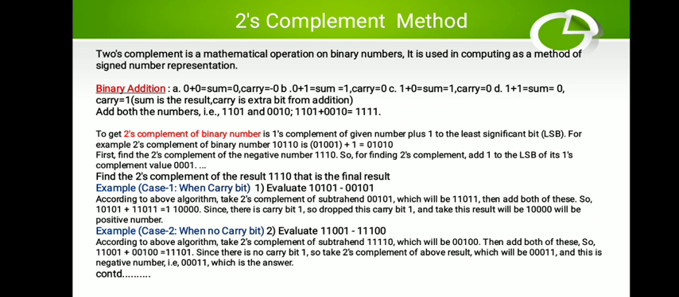Then the third bit will be what? It is already 0, so it will become 0, and then 1, 1. This is the 2's complement of the second number. Then whatever 2's complement you have obtained now, 1, 1, 0, 1, 1, what to do with this? You should directly add it with the first number.